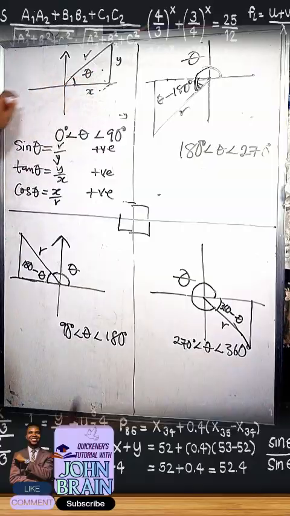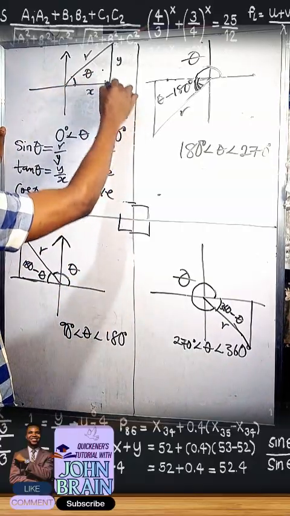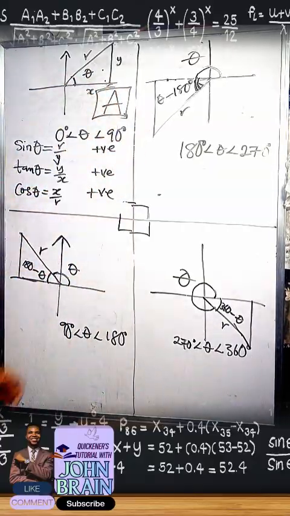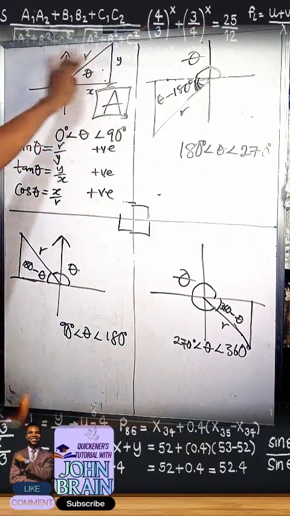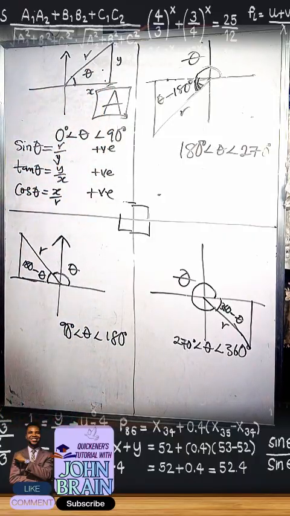So we say at the first quadrant, A, all are positive. All the trigonometric ratios are positive. A for the first quadrant. All of them are positive in the first quadrant. Are you getting that? Now let's move to the second quadrant.